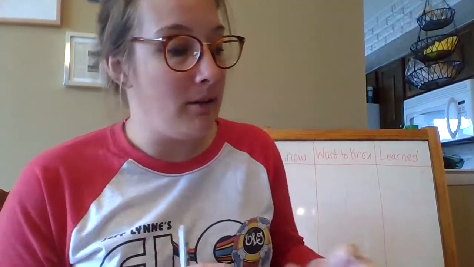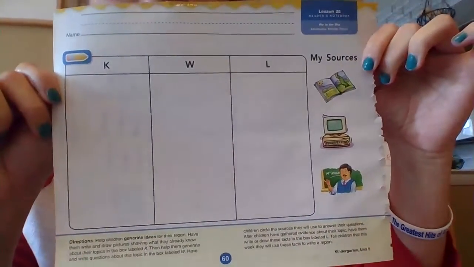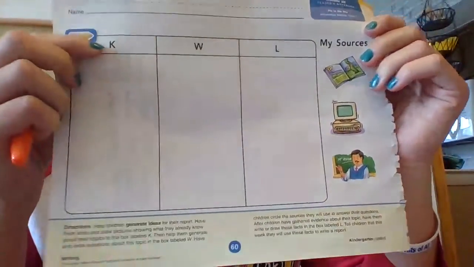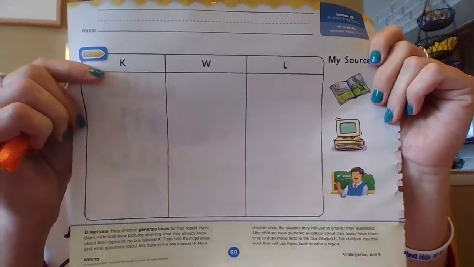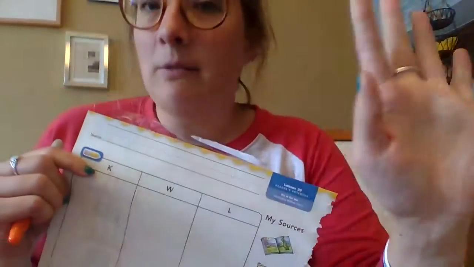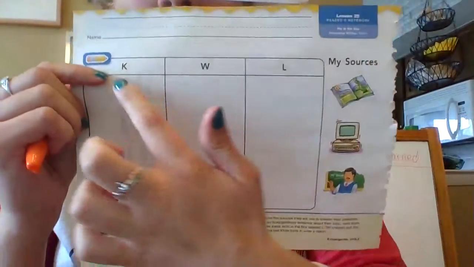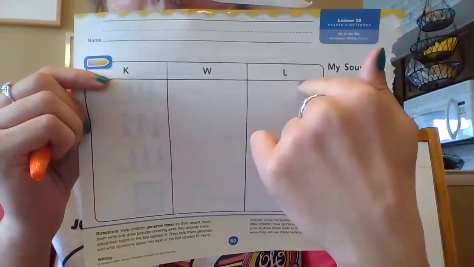But I'm going to show you today just how we're going to get started on writing our report, okay? So something I'm using that you're going to use is this page of your Journeys workbook, okay? And it has a KWL chart on it. And remember, we make these charts to help us think through what we're going to write. So today, the only thing we're doing in our report is filling out the K and the W part of our KWL chart.